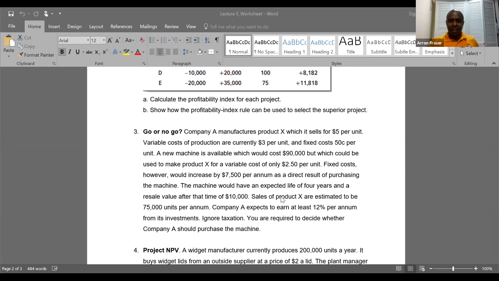And then it says the sales of product X are estimated to be 75,000 units per annum, right? Company A expects to earn at least 12% per annum from its investments. So here the expected return is 12%. So this is another way of expressing the opportunity cost of capital or the discount rate. It further says ignore taxation. You're required to decide whether company A should purchase the new equipment. Good. So that's the question.